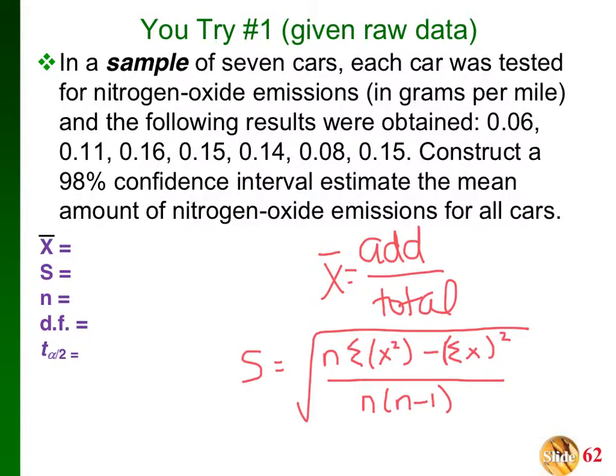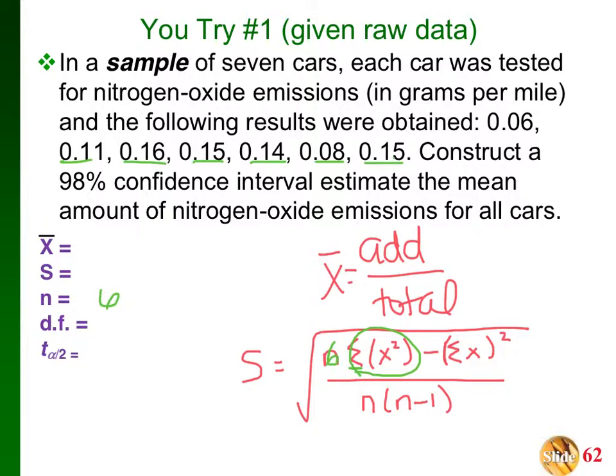And then to find standard deviation, remember the formula is the square root of n times the sum of all your x's squared. These are all your x's. So take each one of those and square them, and then add that up. That's what this number is going to be. And then multiply that by n. We've got 1, 2, 3, 4, 5, 6. So n would be 6 in this case.